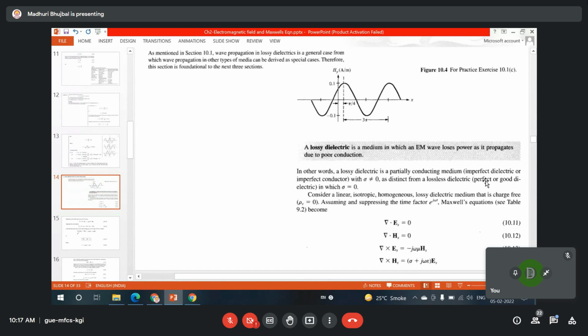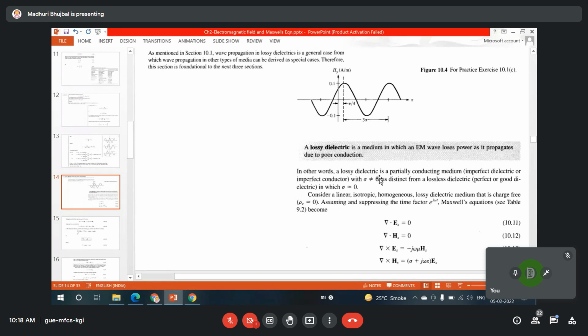मतलब जैसे सेमीकंडक्टर होता है ना उस टाइप का. It is imperfect dielectric और imperfect conductor. मतलब कंडक्टर और प्योर डायलेक्ट्रिक के बीच का ही, that is called a lossy dielectric, with, write down, with sigma not equal to 0. In this way we will define the lossy dielectric.